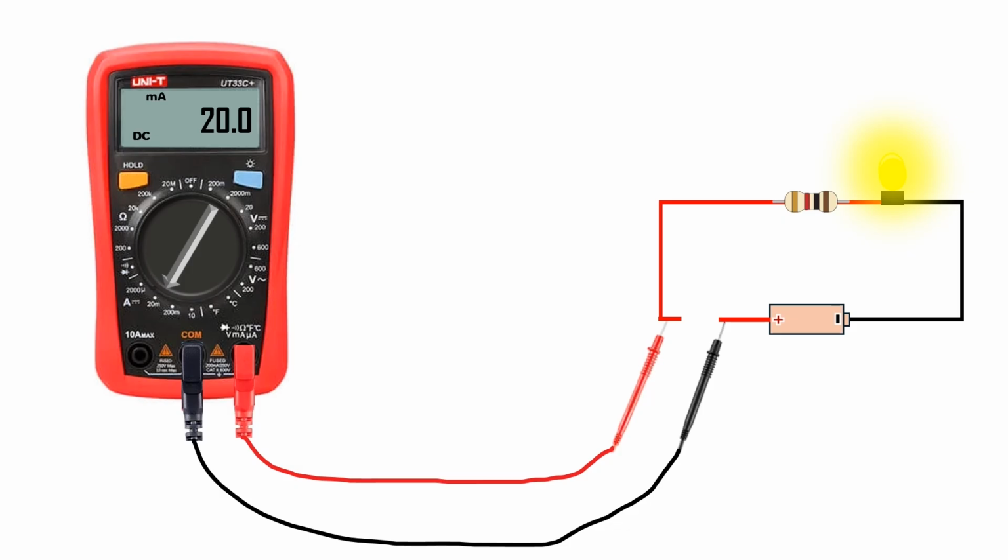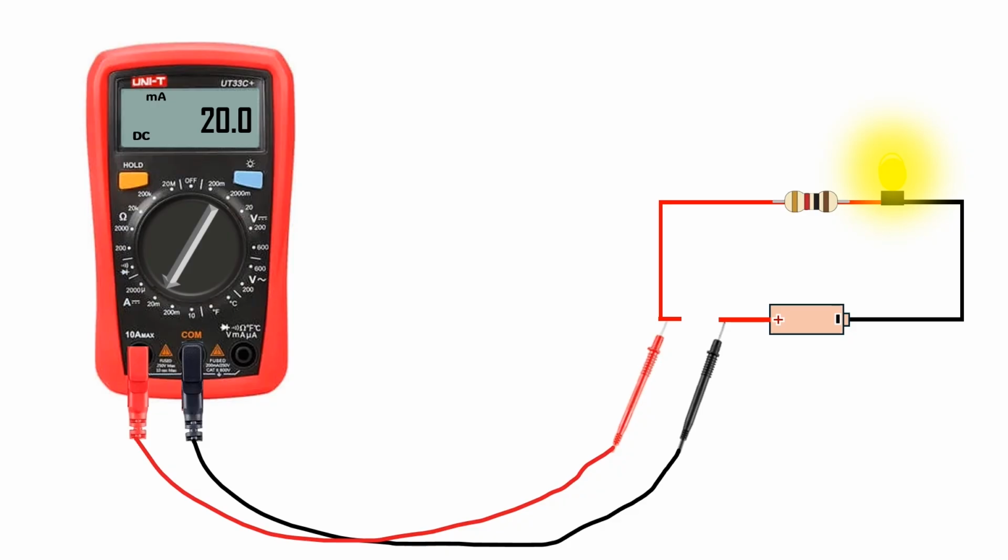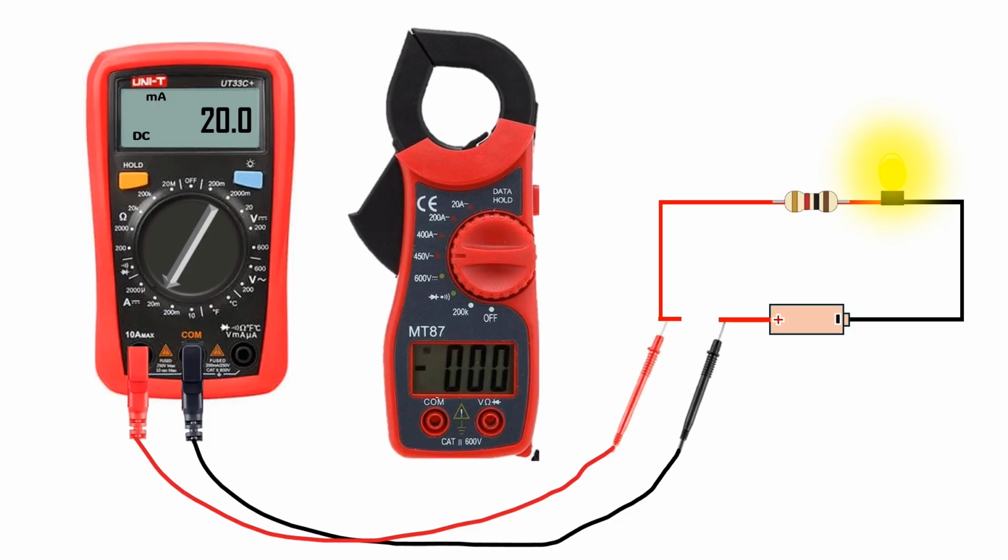To measure current more than 200 mA, the red probe of the meter must be removed from the milliampere chamber and inserted into the ampere chamber. It is better to measure amperes with this meter than to measure amperes with separate ammeters available for measuring ampere.